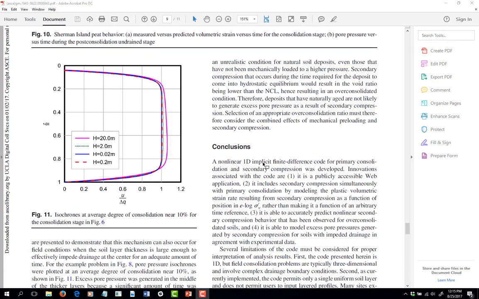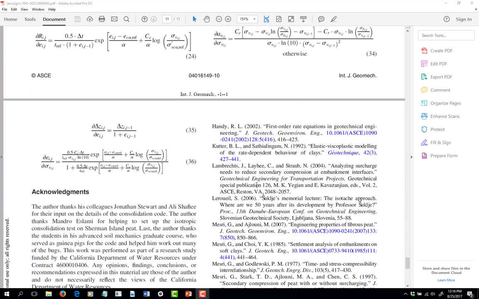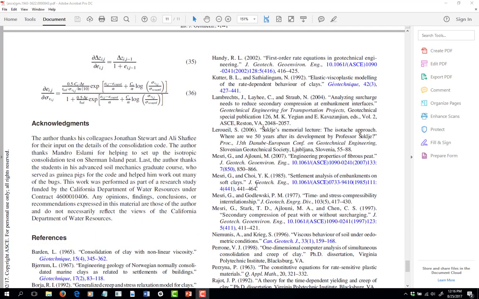Okay, well, I think I've covered the predominant features of this paper. There are more equations down here if you're interested in ever implementing this, but I have already implemented it and will demonstrate it in a separate video.